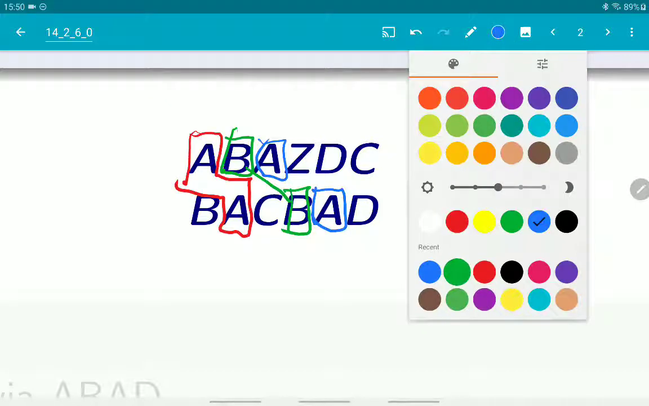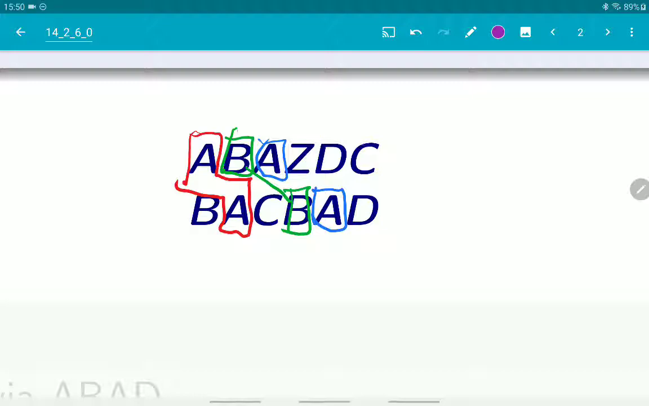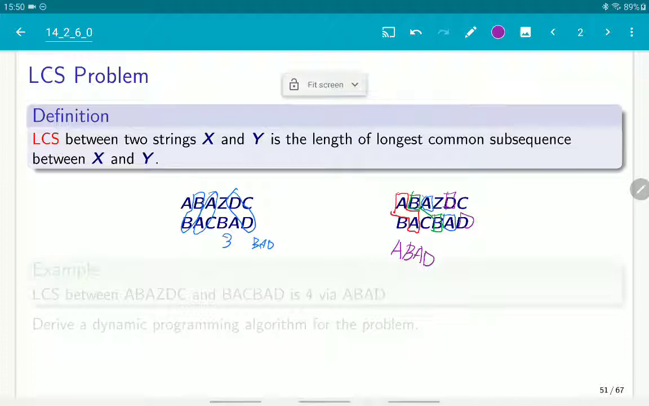A with the A, and D with the D, right? So we found a subsequence ABAD. Okay, so this is a subsequence of length 4, right? So given those two sequences, I would like to find the longest common subsequence. It's a very natural problem, right? It's kind of give me the common structure of the two things.